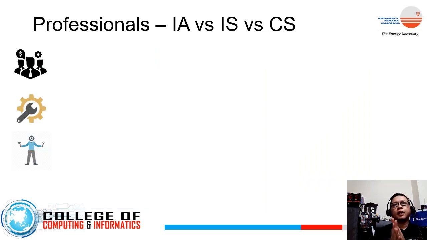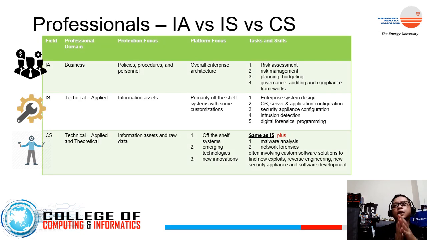So having said that, these are some examples of the tasks involved with the IA, IS, and CS professionals. Like I said before, IA involves business-related processes. This is where you get risk assessment, risk management, planning, budgeting, and basically the governance, auditing, and compliance framework. These are the ones deciding what needs to be done and who needs to do it.